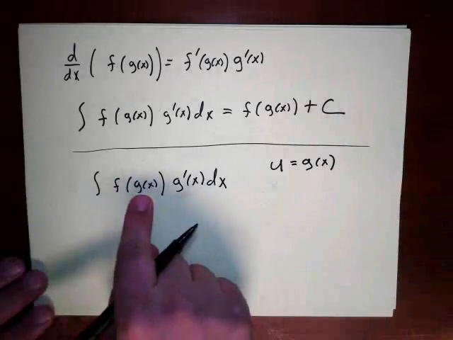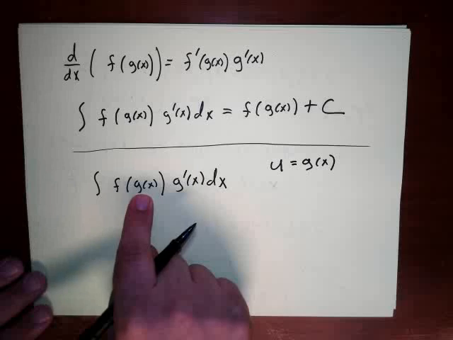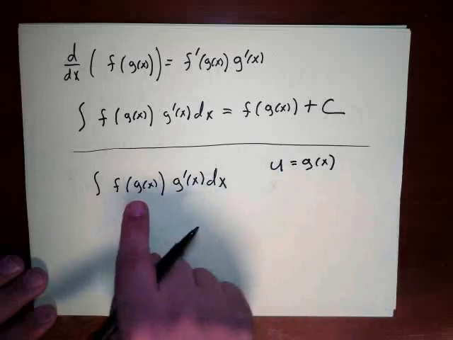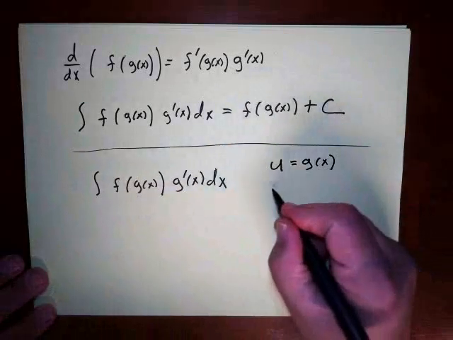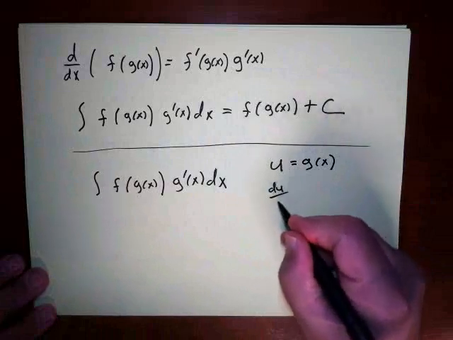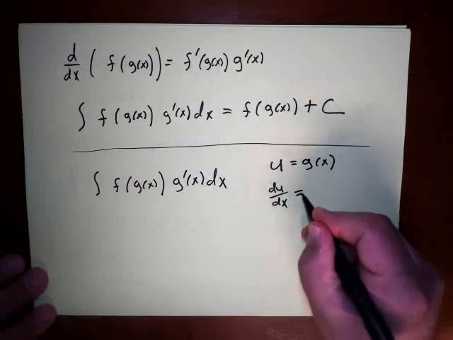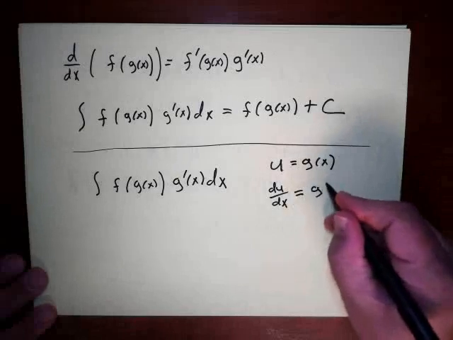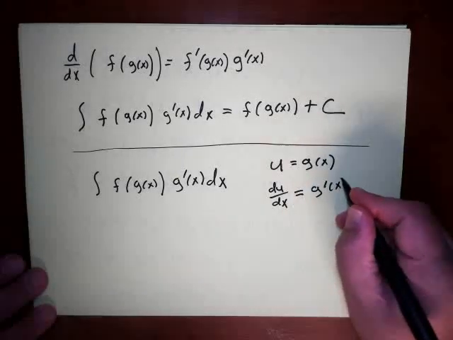Let u be equal to the g of x. Okay? And so sometimes they call this a u substitution, or a u sub. So what I can do here is take the derivative of u with respect to x, and I'm going to get g prime of x.